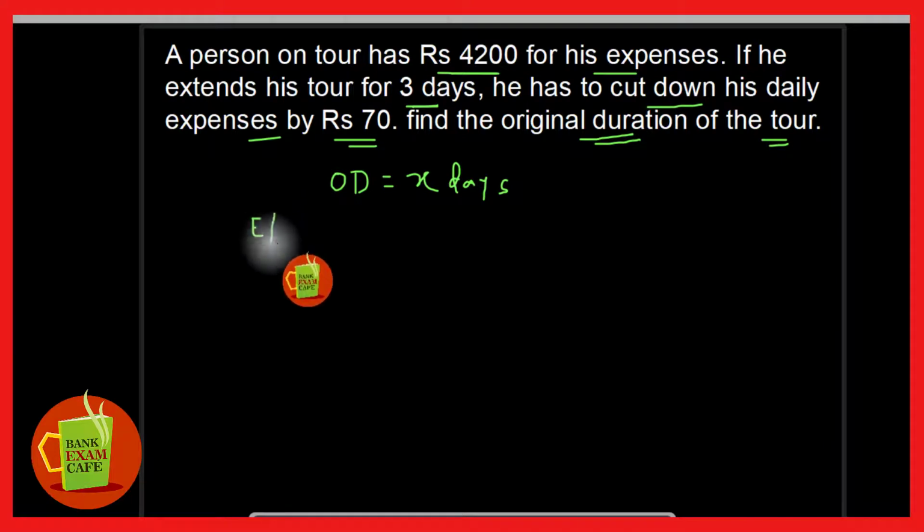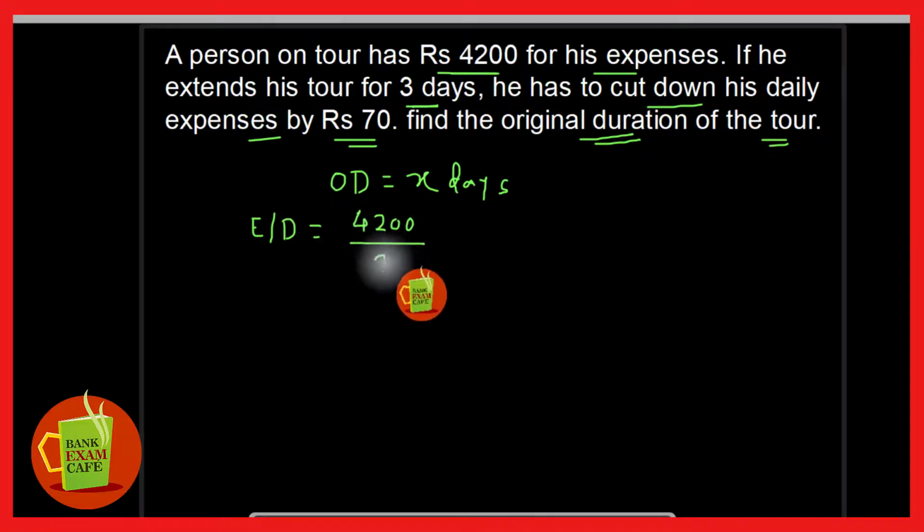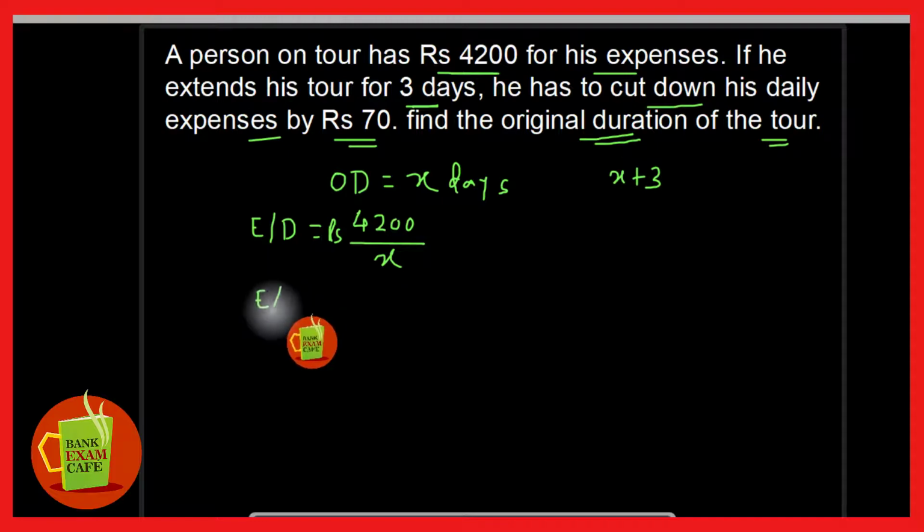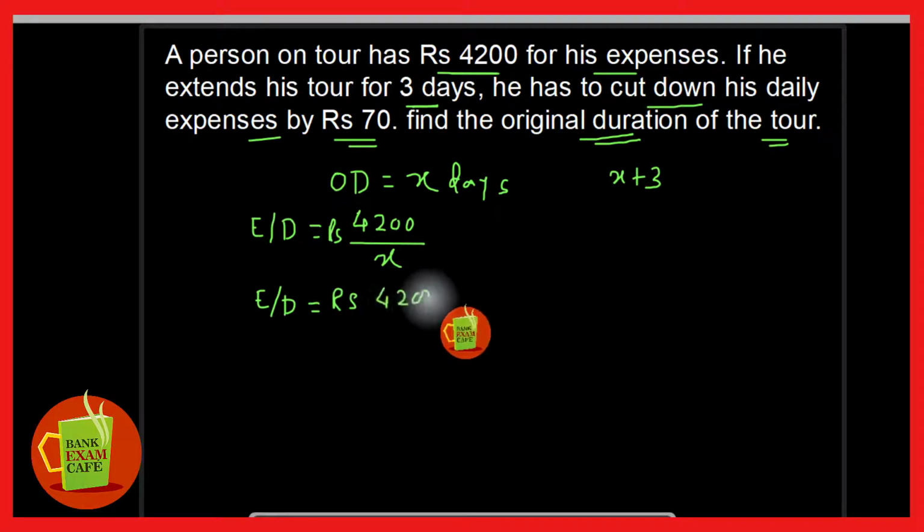And therefore the expenditure per day will be equal to what? He has 4,200 in his pocket, and he has to use that 4,200 for X days, so divided by X, so that will be the expenditure per day. But he has to extend his tour by 3 days, and so the number of days will be X plus 3, and so the expenditure per day after the extension of 3 days will be equal to 4,200 divided by X plus 3.